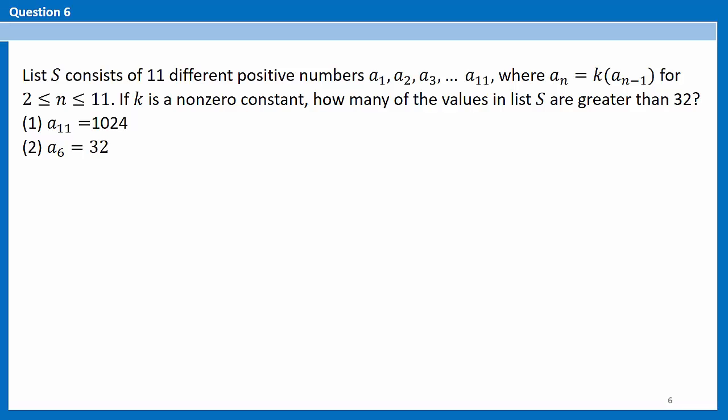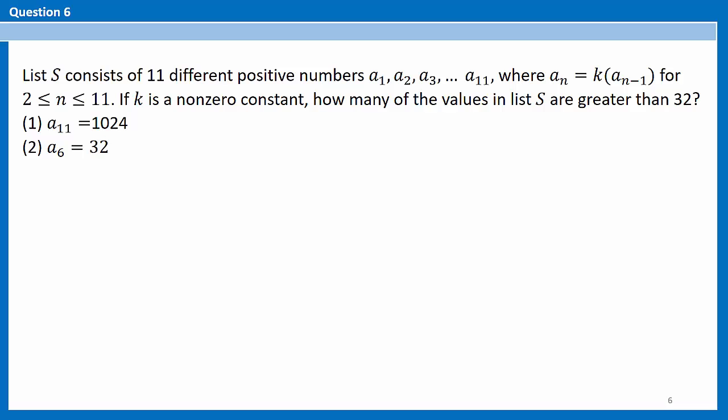List S consists of 11 different positive numbers, A1, A2, A3 until A11, where An equals k times An minus 1 for n between 2 and 11. If k is a non-zero constant, how many of the values in list S are greater than 32?